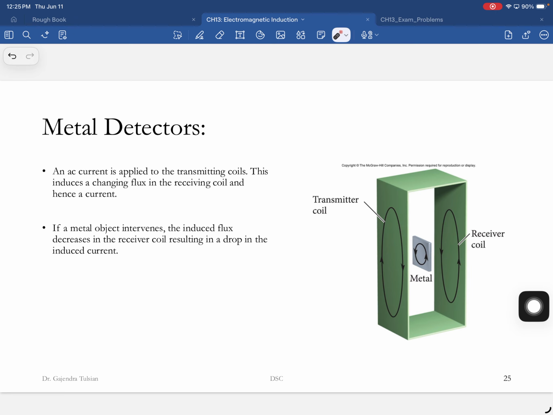So here's how metal detectors work. If there's no metal, they have an AC coil here which is producing a magnetic field that is changing, that's inducing a current in this receiving coil. As soon as a piece of metal intervenes, the magnetic field is in the opposite direction. The magnetic field the receiving coil is receiving is reduced. The induced current in this thing is reduced. Okay. So that's how that thing works.